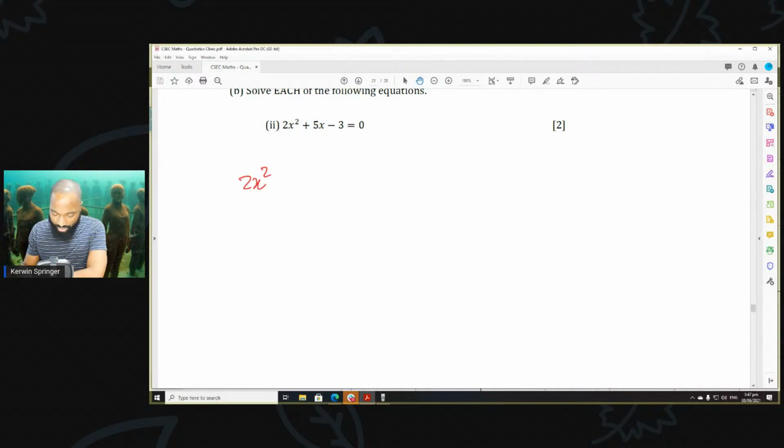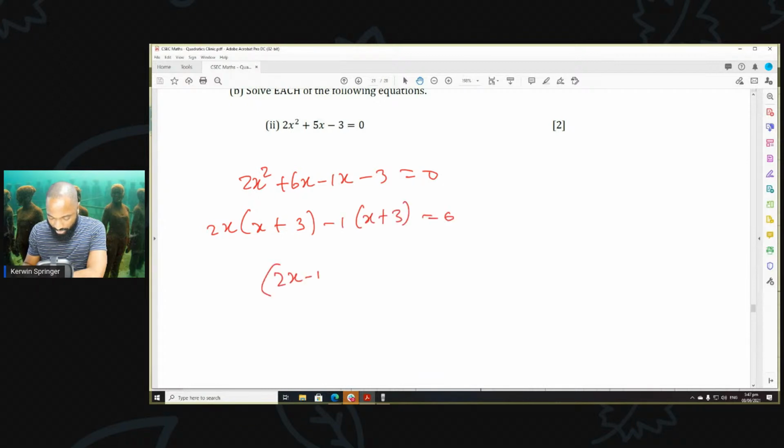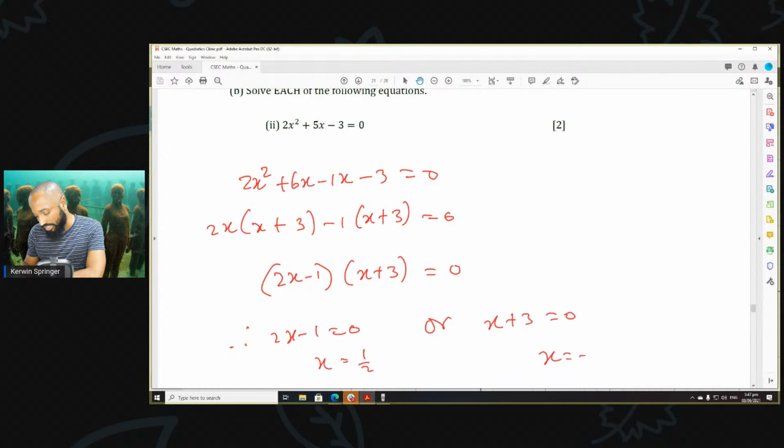2x squared plus 6x minus 1x. So you have 2x into x plus 3, -1 into x plus 3. So 2x minus 1 into x plus 3 equals 0. Therefore, 2x minus 1 is equal to 0, x is equal to 1/2, or x plus 3 is equal to 0, x is equal to -3. I'm just speeding. Y'all can check over this.